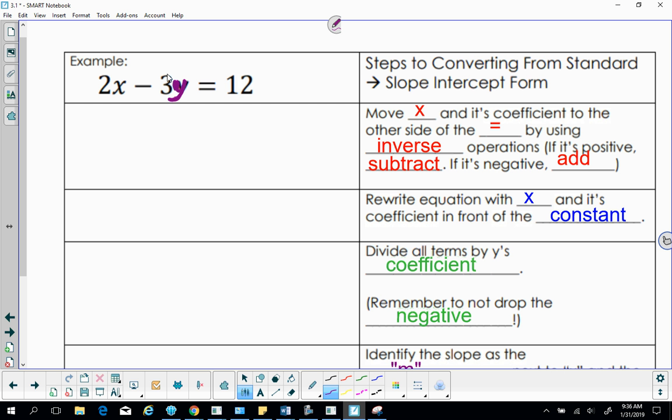And so the first step, it says move X and its coefficient to the other side of the equal sign, which you guys already did in your ticket in the door. So I want to get 2X and move that to the other side. I'm going to draw my river just to show what the other side is. Jordan, how would I get 2X to the other side? Subtract it, right? So basically, if it's positive, I'm going to subtract. If it's negative, you're going to add. So I'm going to subtract 2X to both sides.